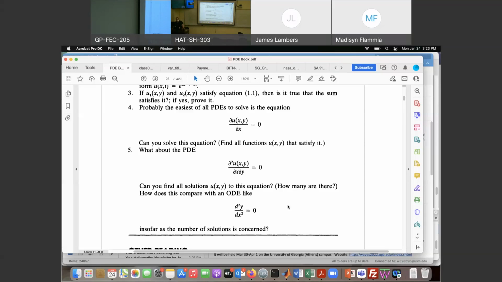And it's a good idea when you're solving PDEs like this. It'll get more cumbersome in the future, but certainly with these, go ahead and plug your solution back in. Make sure it works.